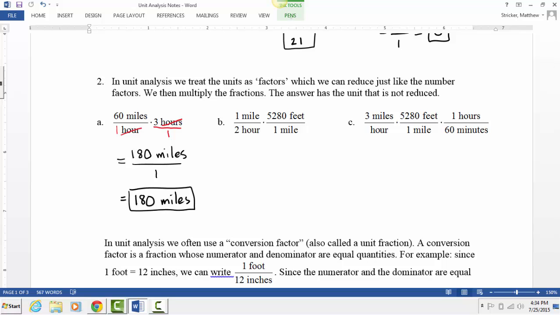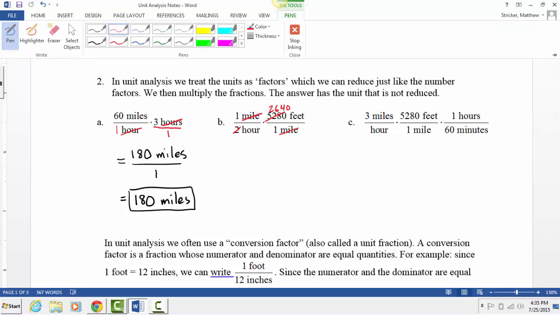And we can do the same sort of thing again. What's going to cancel in example B? Well, units of miles cancel. And then, of course, 2 does go into 5,280. How many times does it go in? 2,640.